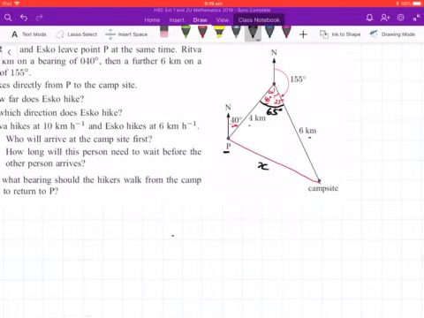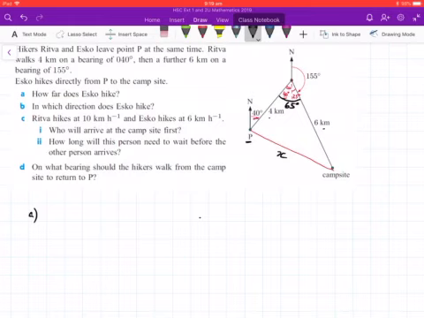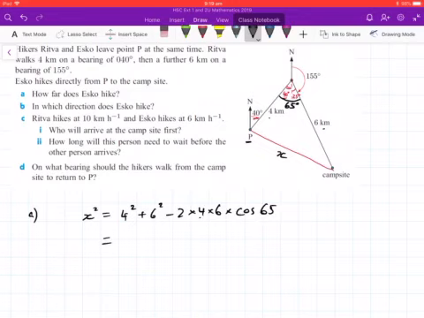Now if I have two sides and the angle between them, I can use the cosine rule. So I'm going to say x squared is equal to 4 squared plus 6 squared minus 2 times 4 times 6 times cos 65. Alright, so we go ahead and find that. Let's do it, making sure we type correctly: 4 squared plus 6 squared minus 2 times 4 times 6 times cos 65. Now in all this, make sure your calculator says deg. 31.7143 dot dot dot. x is equal to the square root of that.